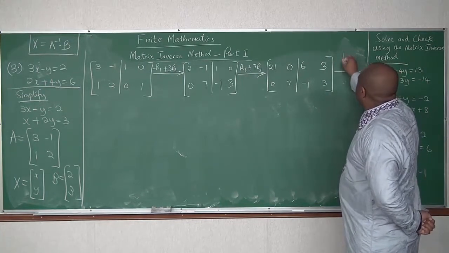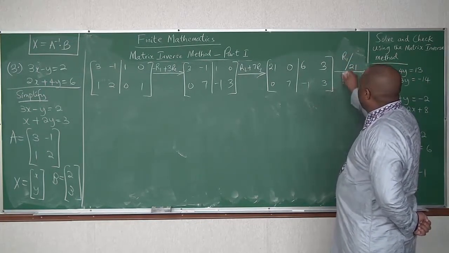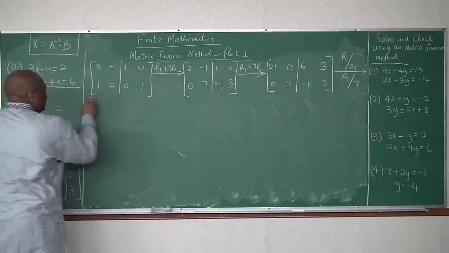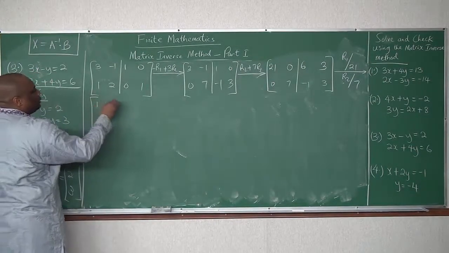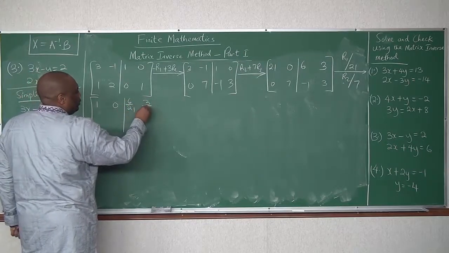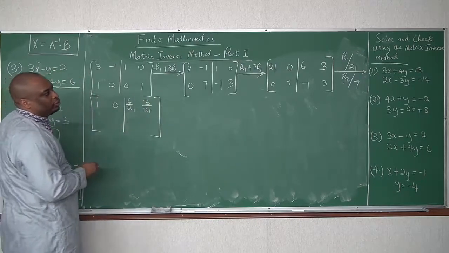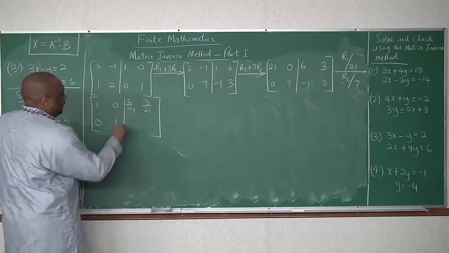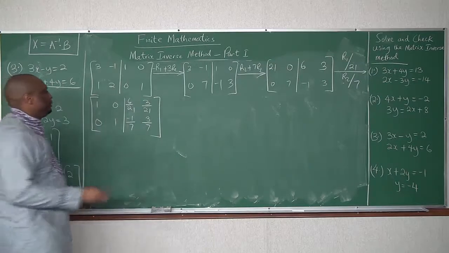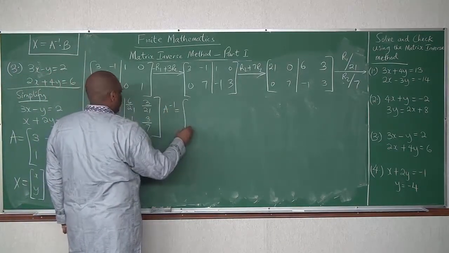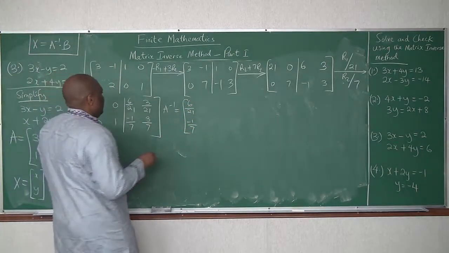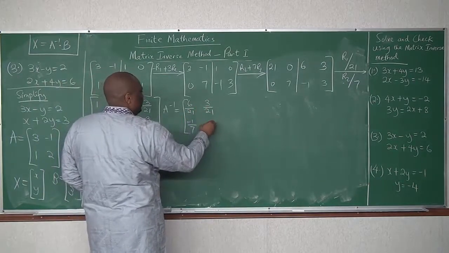So what do we do now, folks? R1 divided by 21, and then R2 divided by 7. See that? Now, that gives us 1, 0, 6 over 21, 3 over 21. And on row 2, it will be 0, 1, negative 1 over 7, and then 3 over 7. So this means that our A inverse will be 6 over 21, negative 1 over 7 by column, then 3 over 21, 3 over 7.